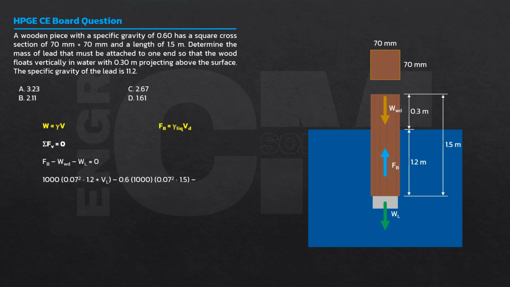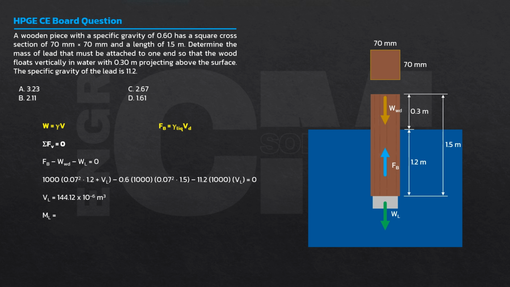And minus weight ng lead. Ang weight ng lead is specific gravity of the lead times density of water. Ito yung density ng lead, times volume of the lead. In this equation, as you can see, isang unknown tayo, that's volume of the lead. How many kilograms? That's the weight of the lead in terms of kilogram or mass of the lead.